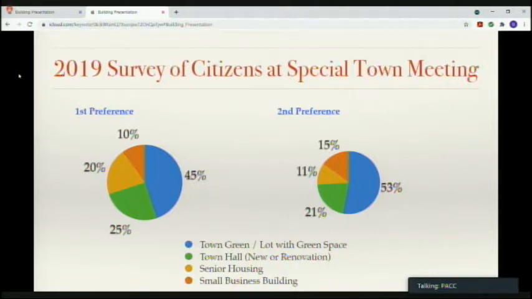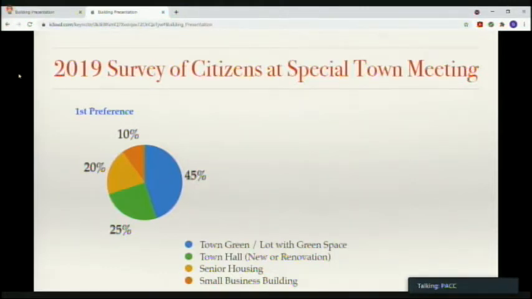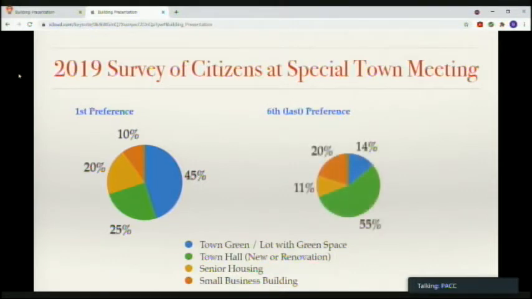So when we asked residents what their first preference was, 45% said this concept of a town green or a lot with green space. When we looked at the second preference, the interest in the town green or lot increased, and we saw a slight decrease in the interest in the town hall. Now, when we asked residents what their 6th preference was, the thing they'd like to see the least, 14% said the town green lot with green space, and 55% said a town hall.